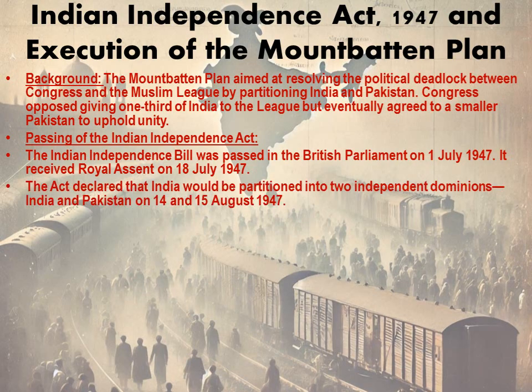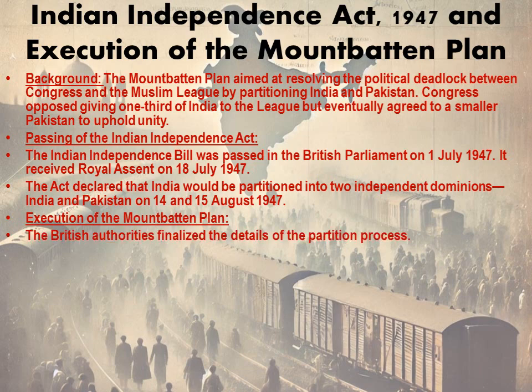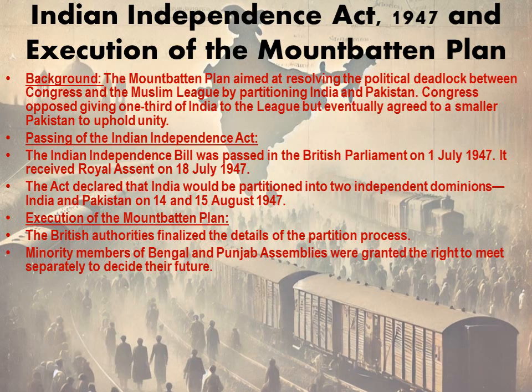The act declared that India would be partitioned into two independent dominions, India and Pakistan, on 14th and 15th August of 1947. Execution of Mountbatten Plan. The British authorities finalized the details of the partition process. So all the minute details of partition were to be finalized by the British authorities.